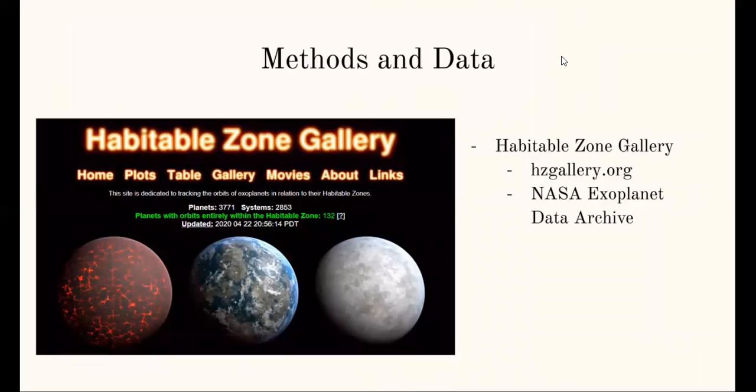The Habitable Zone Gallery is a website created by our collaborators, Dr. Stephen Kane and Dr. Don Gelino. The Habitable Zone Gallery gathers the names and physical parameters of confirmed exoplanets from the NASA Exoplanet Data Archive and makes several calculations, including the equilibrium temperatures of the planets and the extent of the habitable zone around each star. For the purpose of our research, we are interested in the temperature, radius, density, orbital period, and mass of the planets.